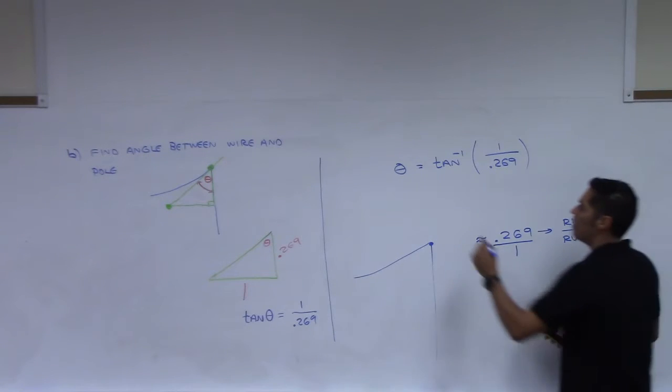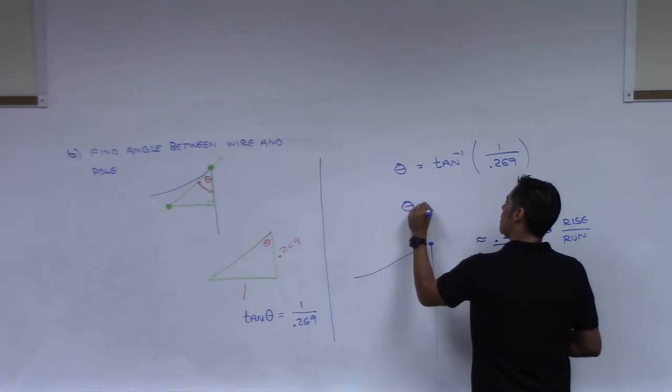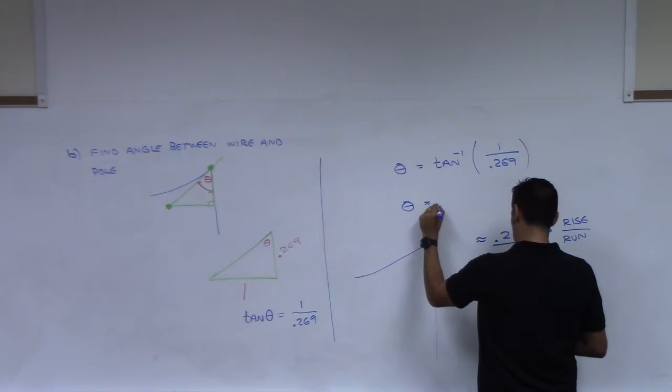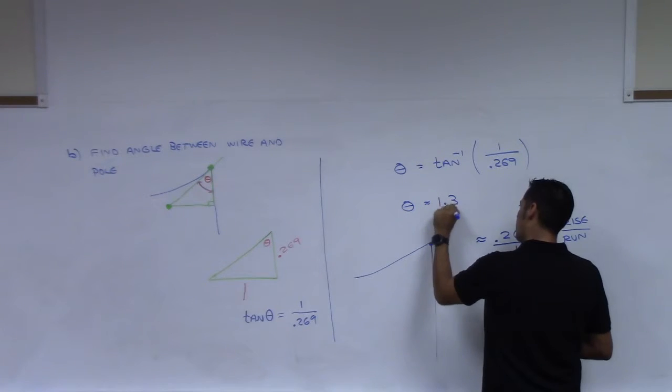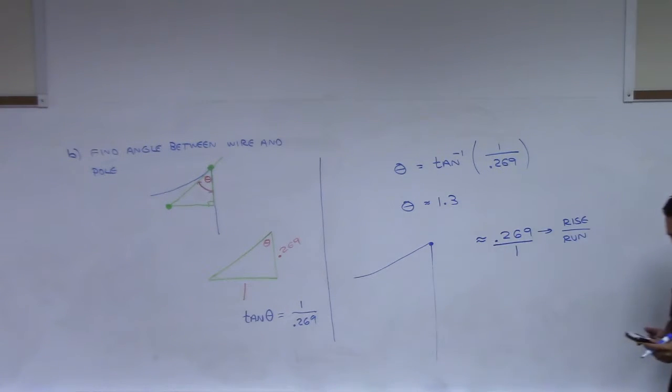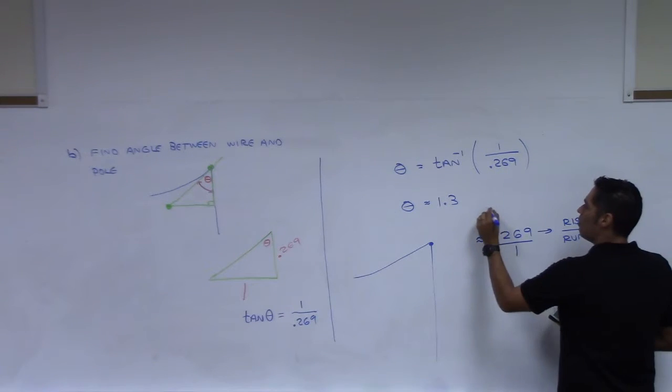.3. Theta is approximately 1.3. Anyone get something else? I got 74.9. That's right. So, who else got 74.9? Anyone else? Everybody's in radian mode on their calculator? Wow, okay.